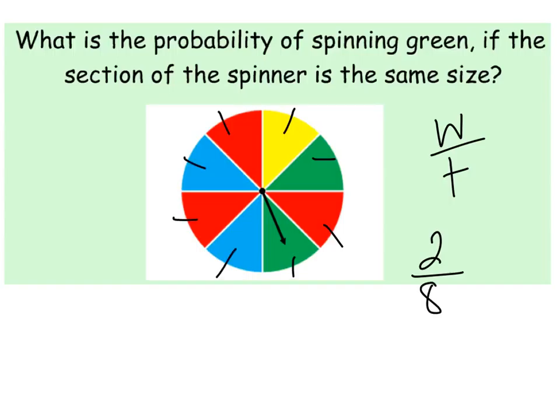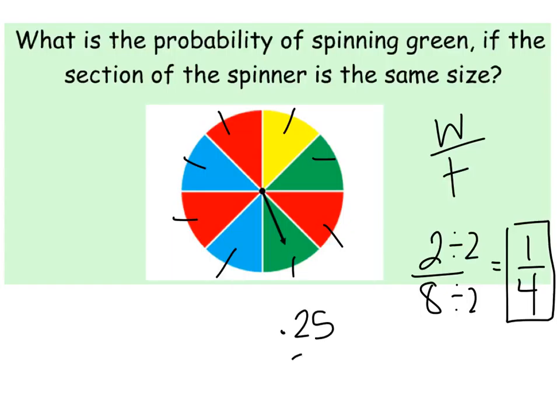So 2 over 8 is my probability, but we always simplify our probabilities when we're dealing with this. Remember, to simplify, you have to find the common factor. 2 is the common factor. It goes into both. So 2 goes into 2 once, and it goes into 8 four times. So the probability of spinning a green is 1/4. That's a quarter, 25%. You can either see it written as 0.25 or 25%, but mainly it's written as this fraction right here.